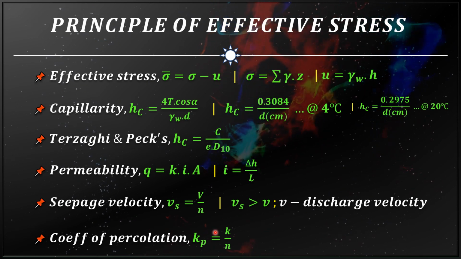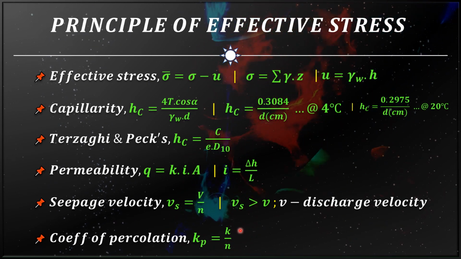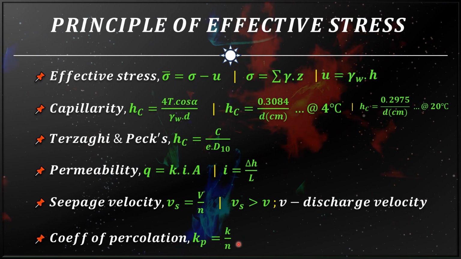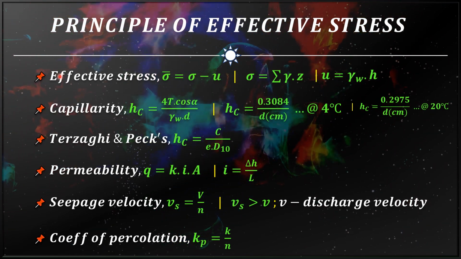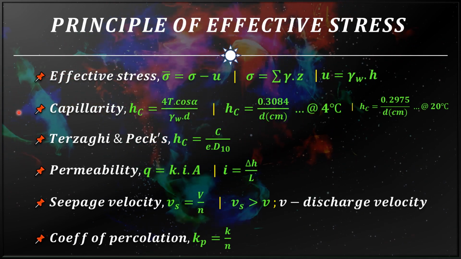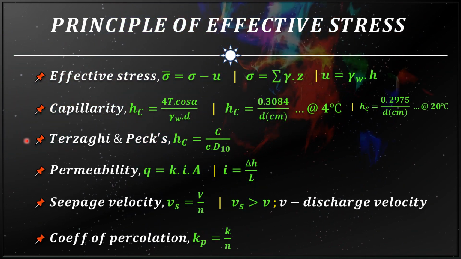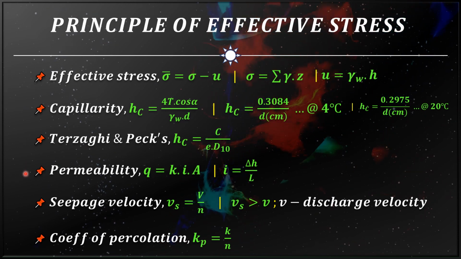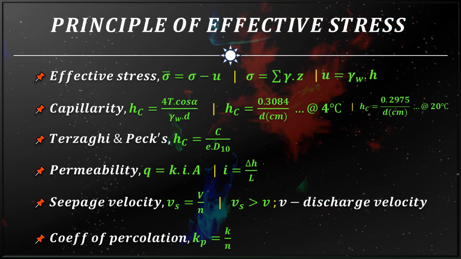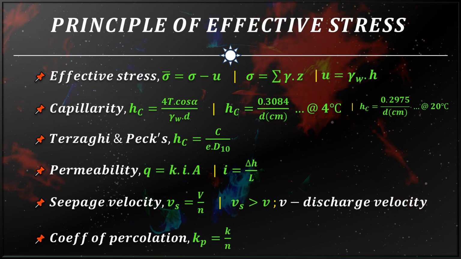And there is something called coefficient of percolation. So Kp is equal to K by n. So these are something related to seepage conditions. So first we have seen the effective stress formula. Then we have moved to capillarity and Terzaghi and Peck's capillarity formula. Then we have moved to permeability, seepage and coefficient of percolation. Now we shall see more about seepage also.